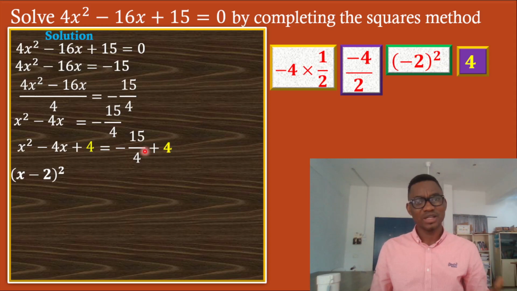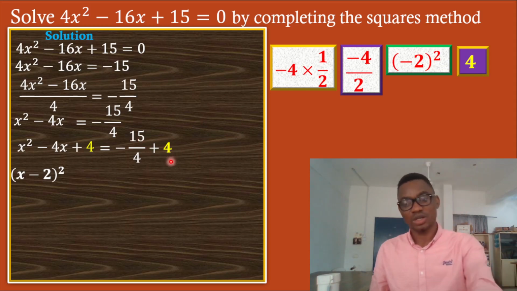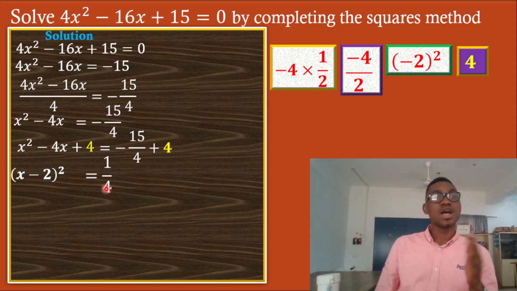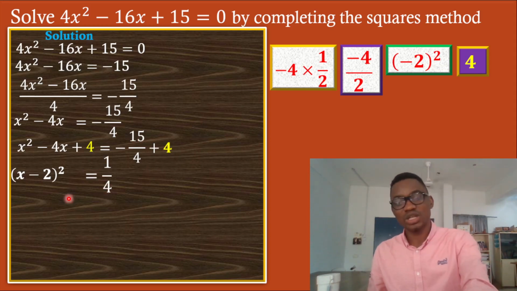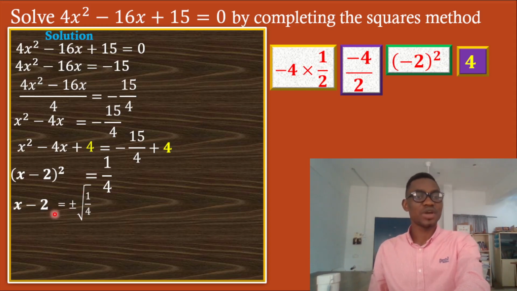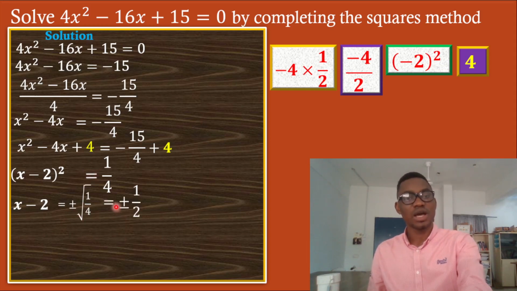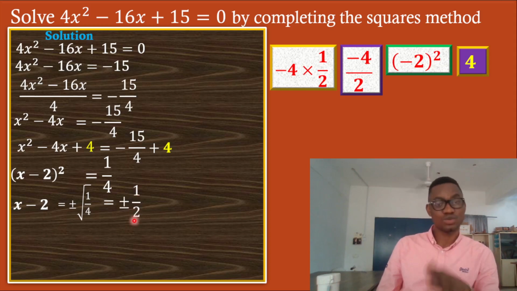Then we'll simplify the right hand side. We just find the LCM. 4 times 4 is 16. Then minus 15 plus 4 is 1. Then we'll have 1 over 4 as our right hand side. What do we do next? We take the square root of both sides to have x minus 2 equal to plus or minus root of 1 over 4, and that gives us plus or minus 1 over 2.